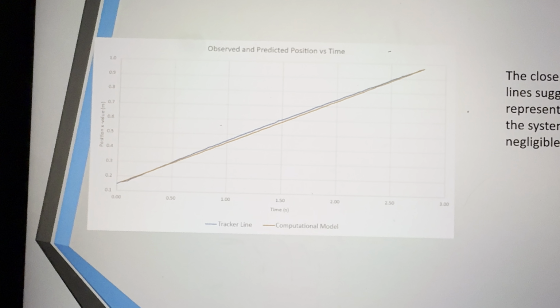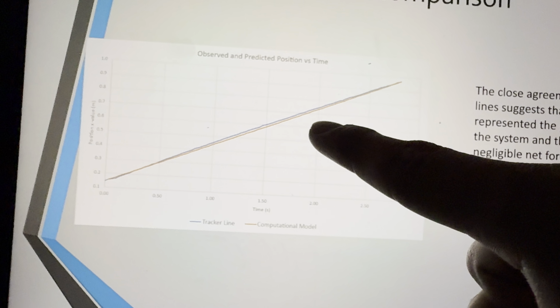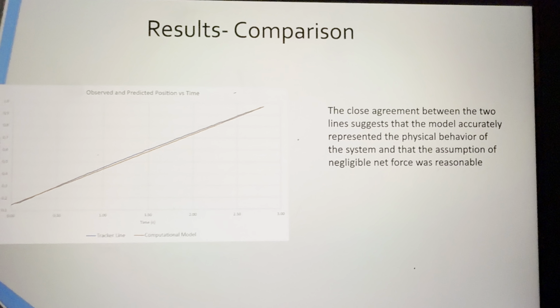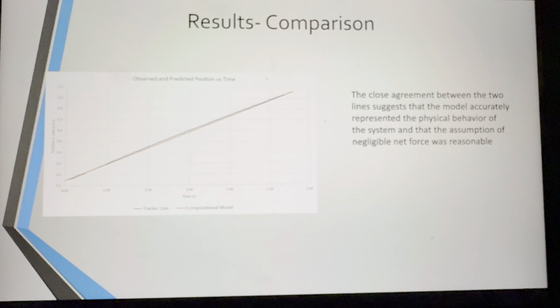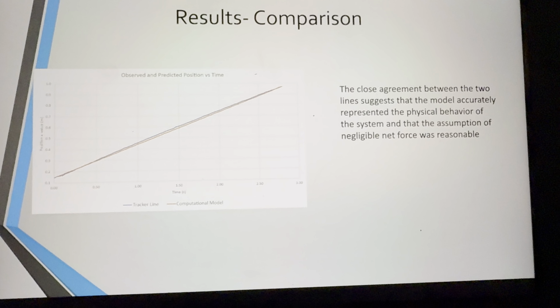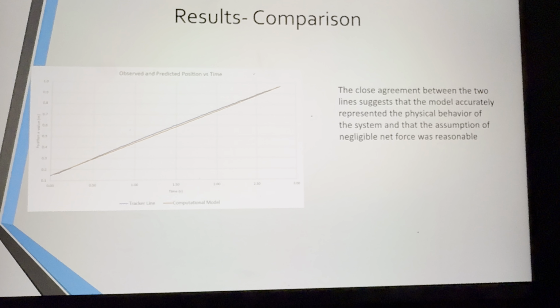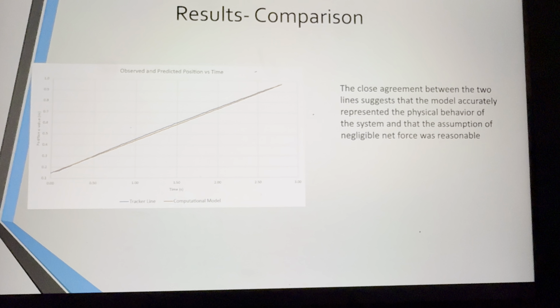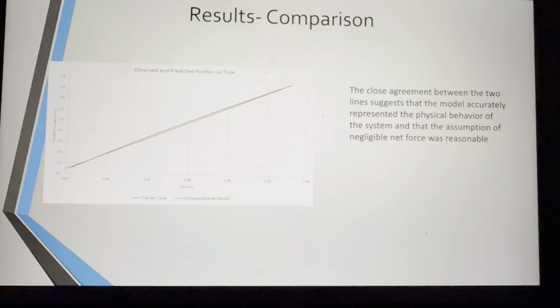So this is our comparison. The tracker line is in blue, the computation is in red, and this close agreement between the two suggests that the model accurately represented the physical behavior of the system, and we were correct to assume that the assumption of negligible net forces was reasonable.